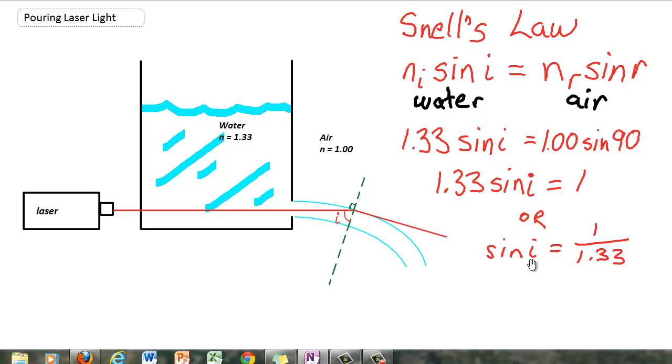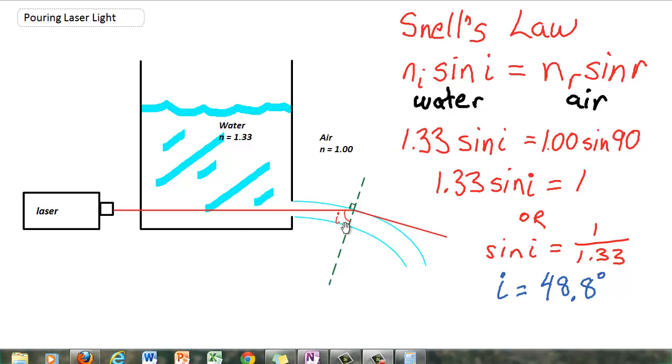The only thing left to do is to actually solve for the angle, and if you recall, you just go inverse sine. So if I go inverse sine of 1 over 1.33, I get my critical angle to be 48.8 degrees. That means any angle of incidence bigger than 48.8 will no longer be refracted, but will be reflected. Any angle less than 48.8 will actually escape the medium as I've drawn here.